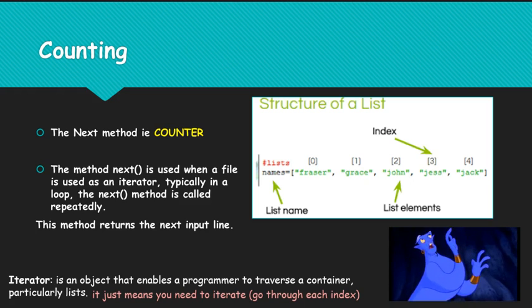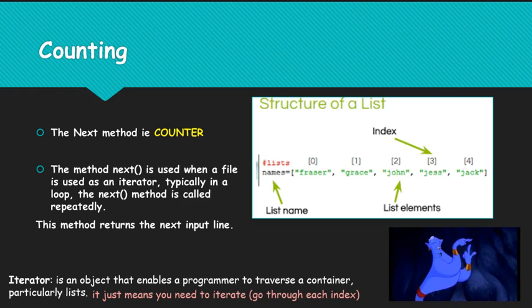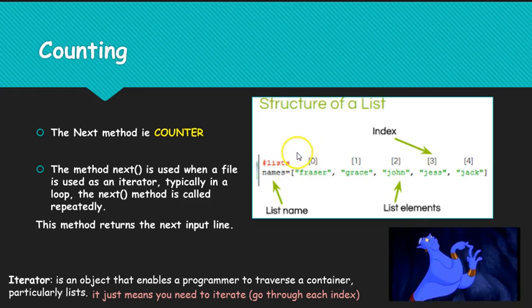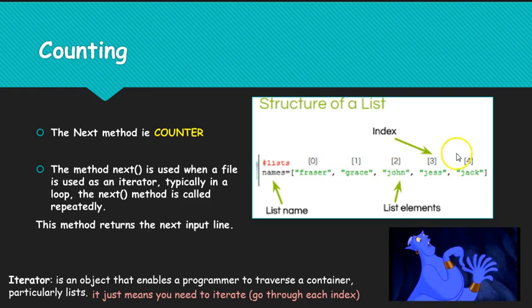So the next method, i.e. the counter, which is what we touched on last lesson, is essentially the idea that you have a variable, you have a check, or you have a step where at each stage it goes to the next index.